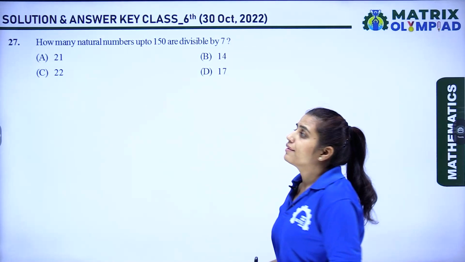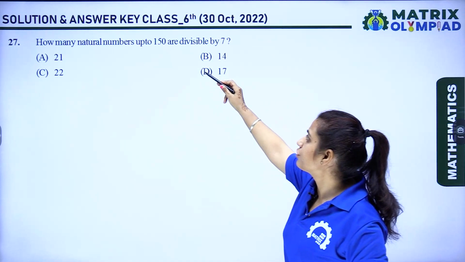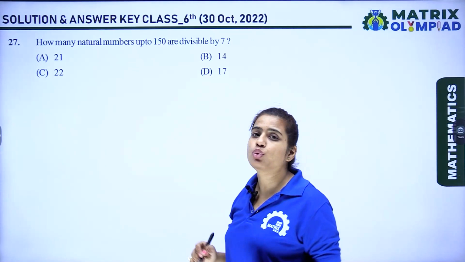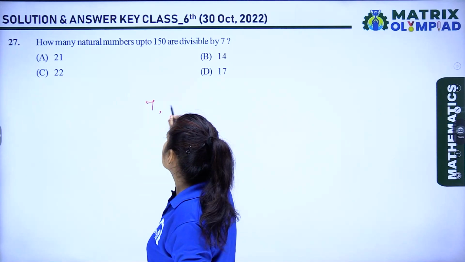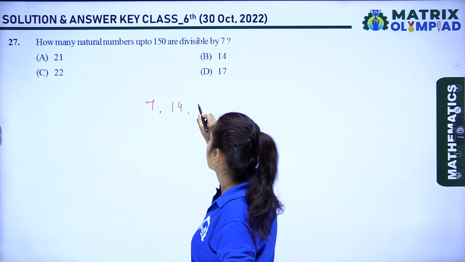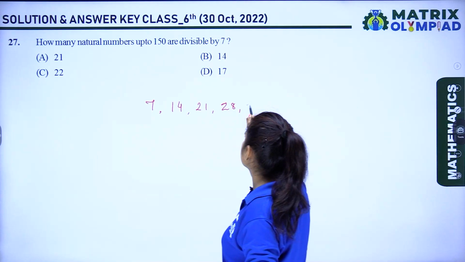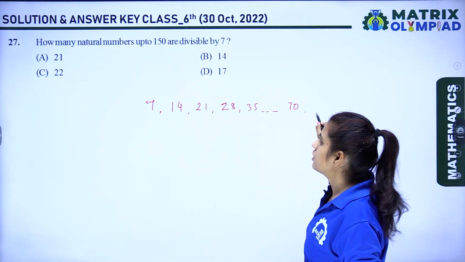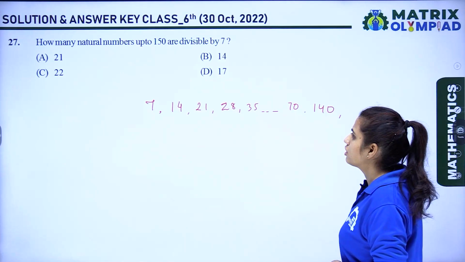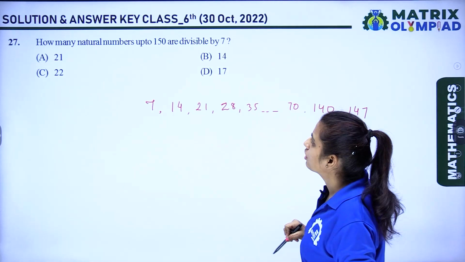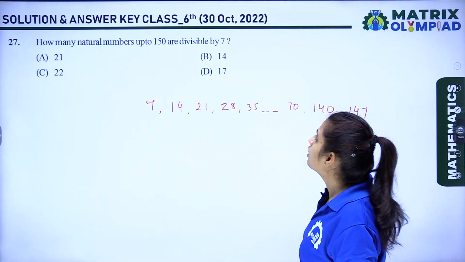Now, the next question is, how many natural numbers up to 150 are divisible by 7? We have to find out the natural numbers up to 150 only, which are divisible by 7. For that, what we are going to do? We are going to simply write down the natural numbers which are divisible by 7. So, it is 7, 14, 21, 28, 35, so on, 70. 7 times 20 is 140. And after that, 7 times 21 is 147. So, 147 is the last natural number below 150, which is divisible by 7.